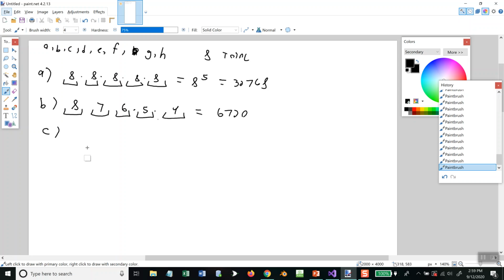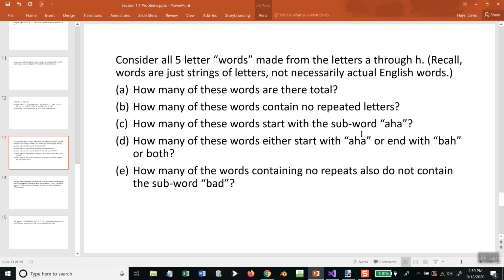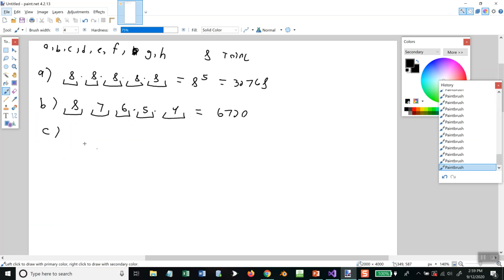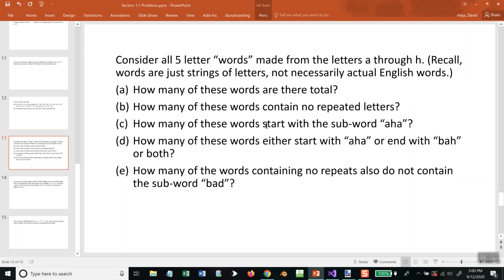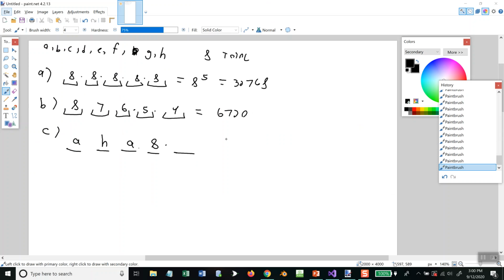Now C. How many of these words start with the subword aha? Okay, so no matter what, this has to be an A, this has to be an H, this has to be an A. So the only 2 that can change are these. Here I have 8 possibilities I can put in there. It doesn't say anything about them not repeating, so I could put any of the 8 here also. Ignoring the first 3, 8 times 8 gives me 64.